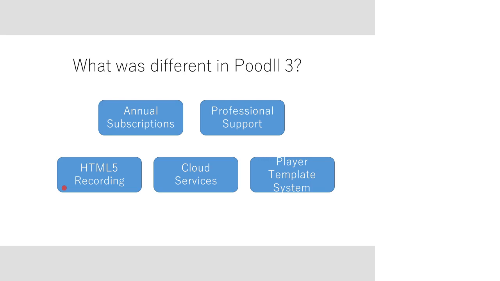So those don't include hosting yet, but they do include conversions of files from different formats into MP4 or MP3, and also a notification service. So we're not reliant on the cron job, which is something we've had to rely on for a while. And we have a player template system.